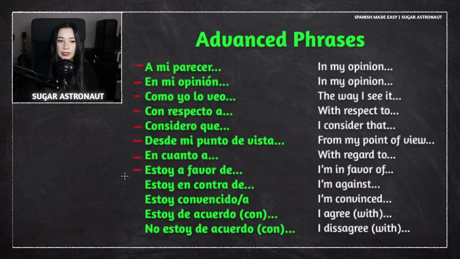Okay. Estoy a favor de. Great question, Lindsay. Thank you. Okay, the next one. Estoy en contra de. So, estoy a favor de, I'm in favor of. Estoy en contra de, I'm against something. So, favor, against. We have the two different ones.